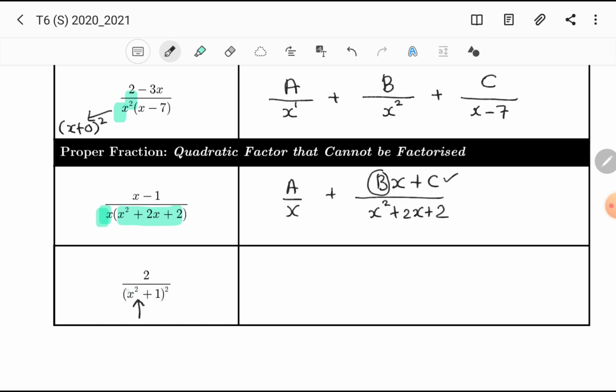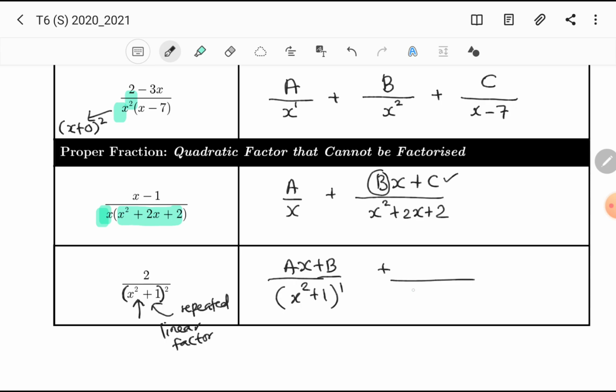Kalau awak tekan calculator, x squared plus 1, we try to factorize, awak akan dapat I. Tekan calculator yang equation tu. Okay, so dia cannot be factorized, meaning that this is under repeated linear factor. So kita akan pecah dia. AX plus B over x squared plus 1 power of 1 plus over x squared plus 1 power of 2.